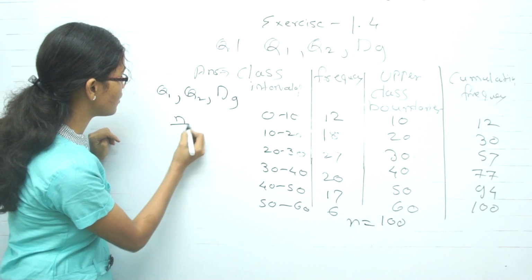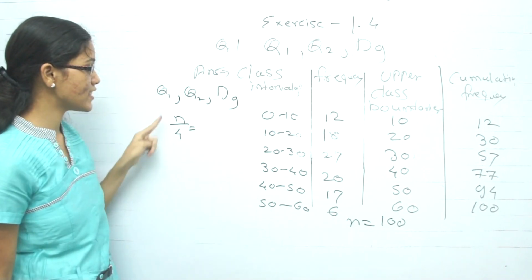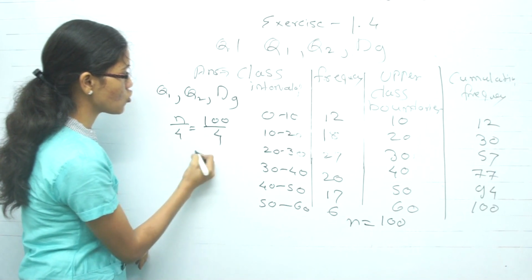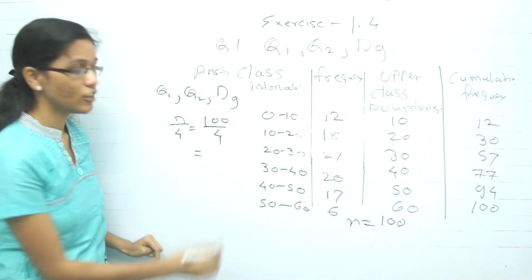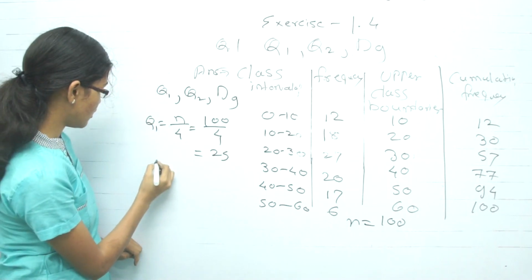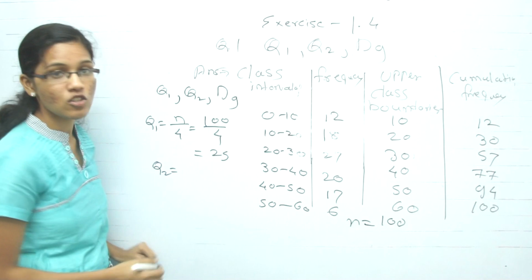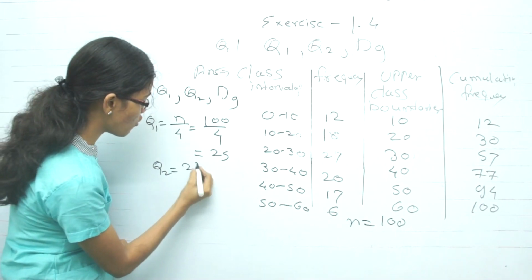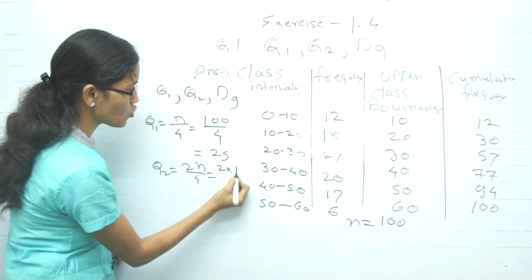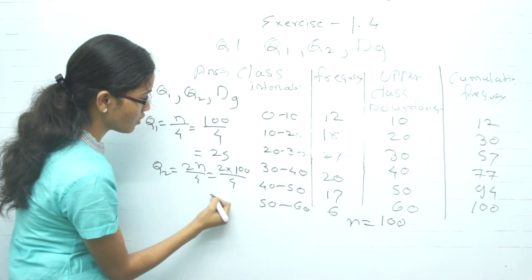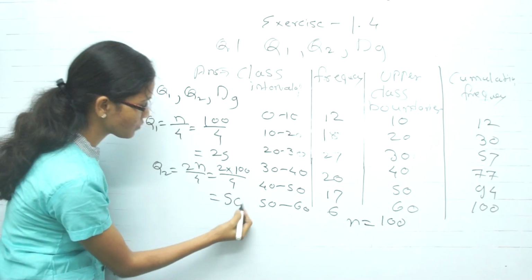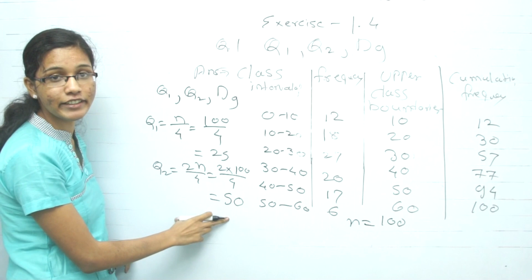First we will calculate the first quartile. How do you calculate it? That is n upon 4, that is 100 upon 4, which is equal to 25. The first quartile is n upon 4. The second quartile is 2n upon 4. With n equal to 100, 2 into 100 upon 4 is 200 divided by 4, which is 50. So the second quartile is 50.